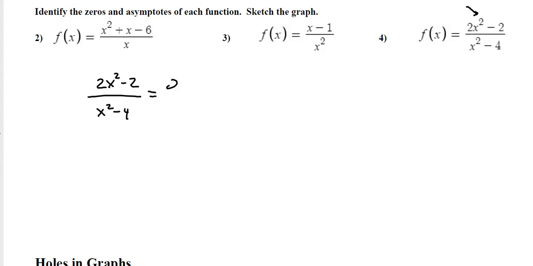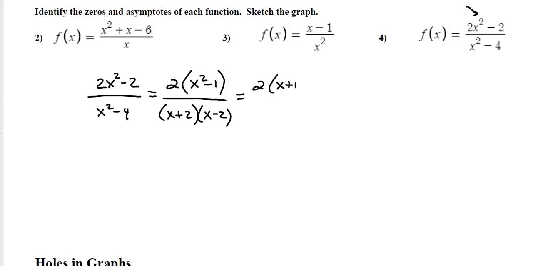Let's factor that all out. 2 times x squared minus 1. Well, down here, this is x plus 2, x minus 2. And actually on top, I can factor that. And you always want to factor all this out because you're going to see in a second, weird stuff happens when you can cancel people out, when you graph.